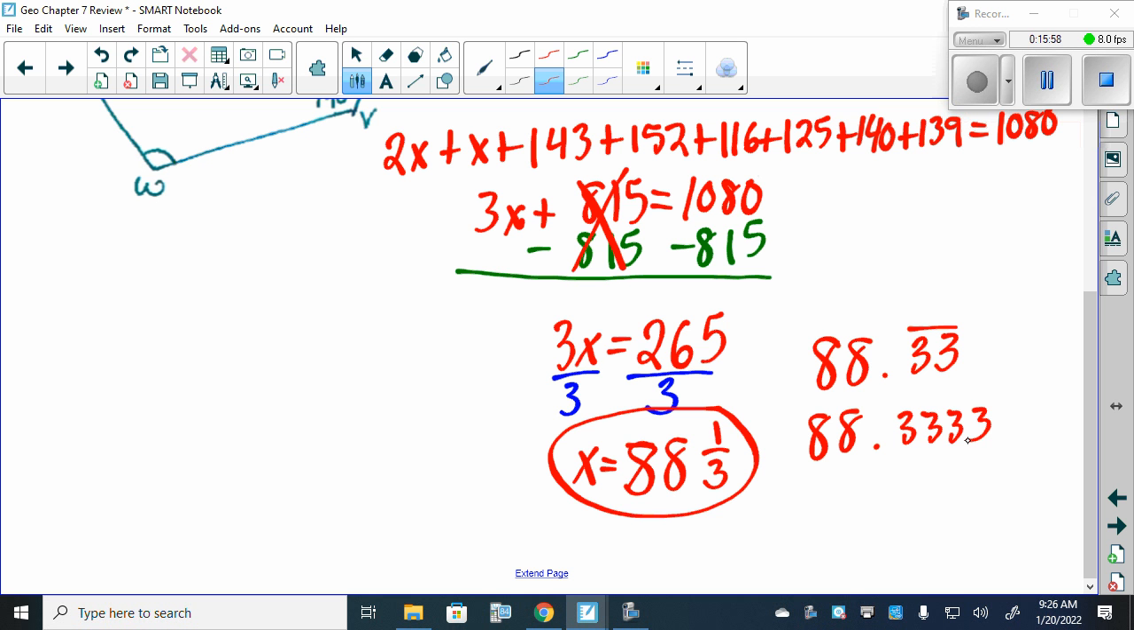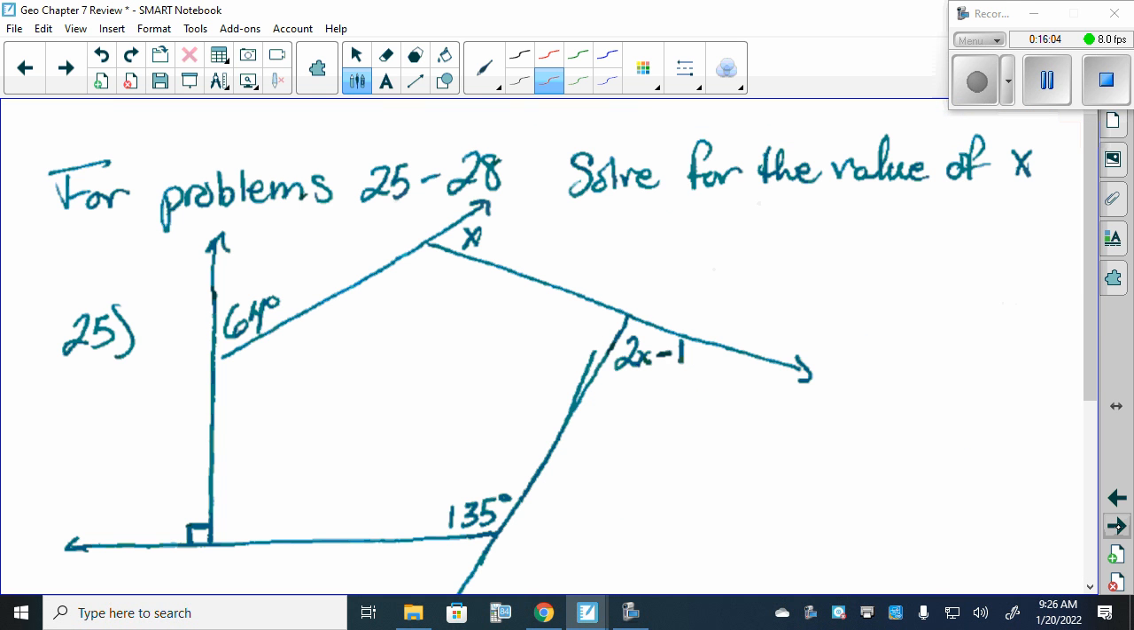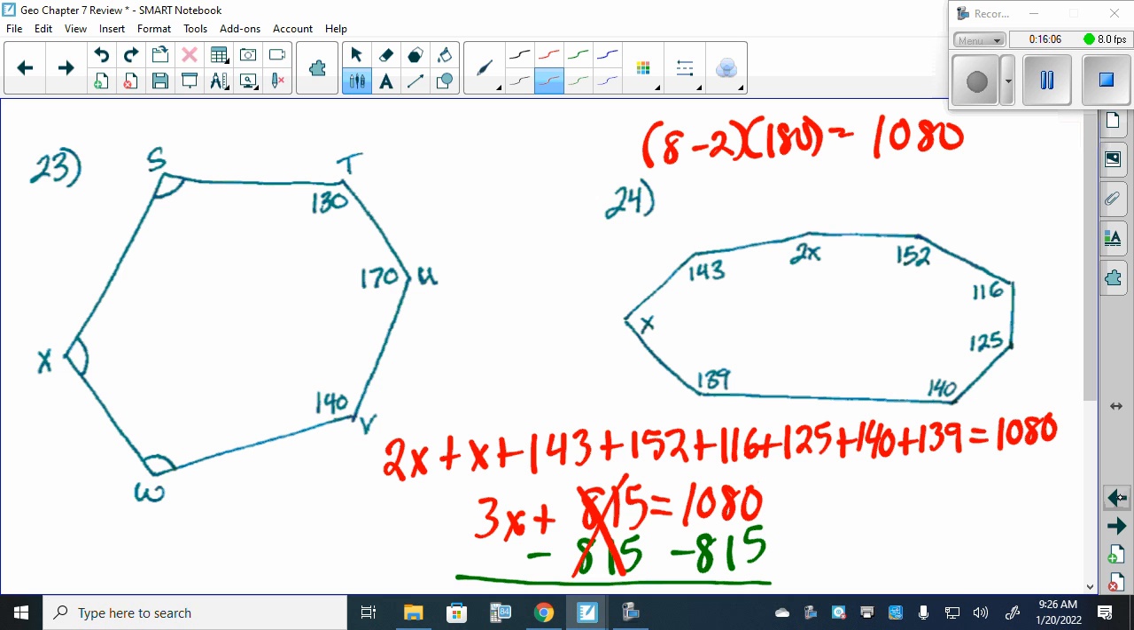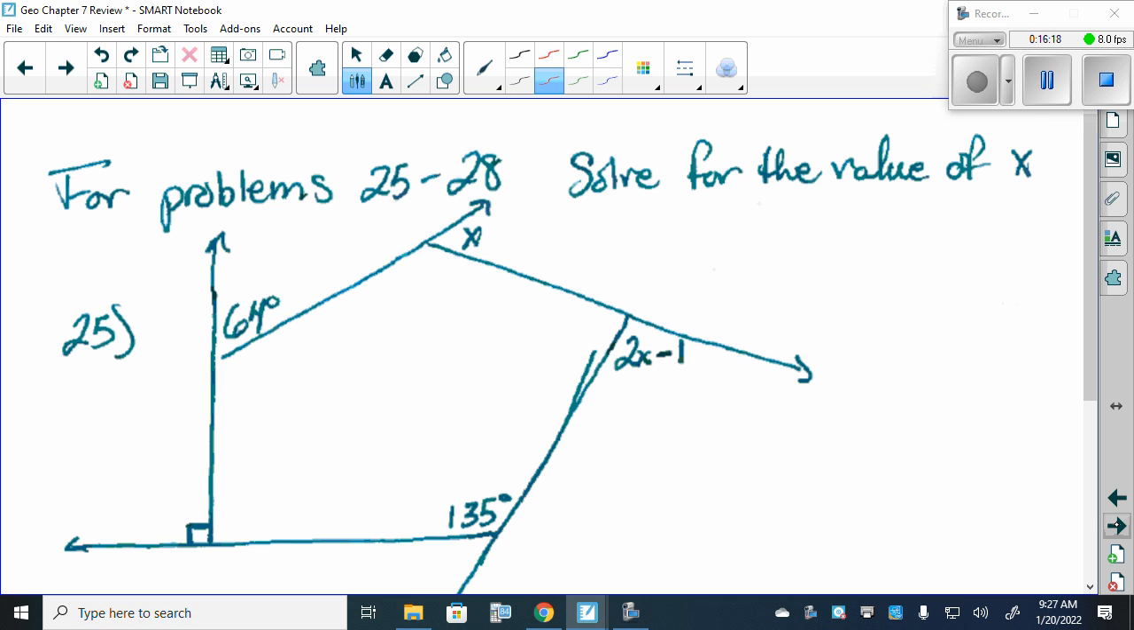Any questions on this here? Any other questions on 21 through 24? So any of these here, you do need to find the sum of the interior angles and then go from there. Questions on 25 through 28, or one of those that y'all want to look at? They're different.